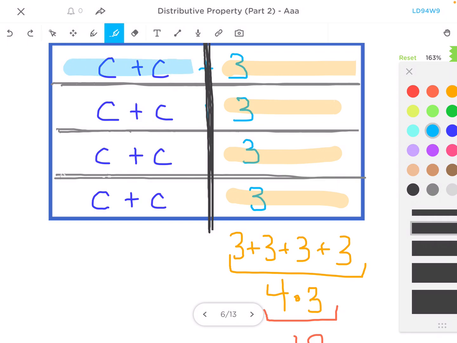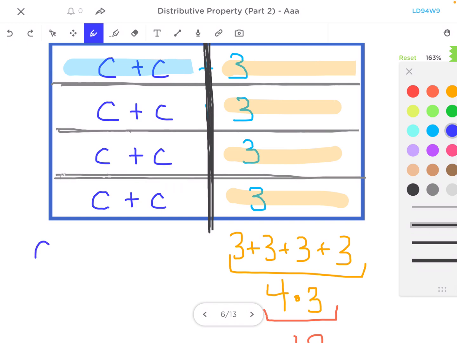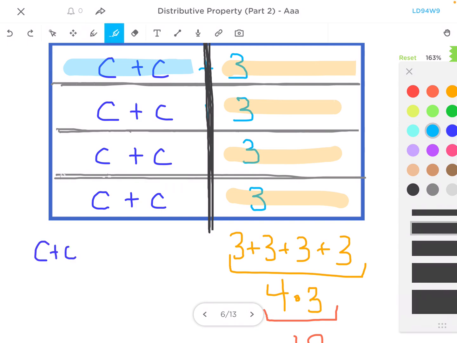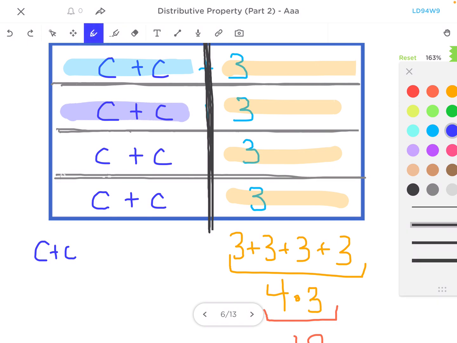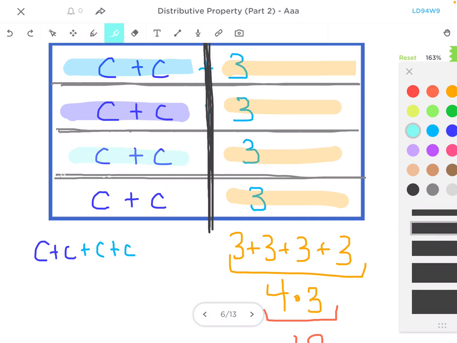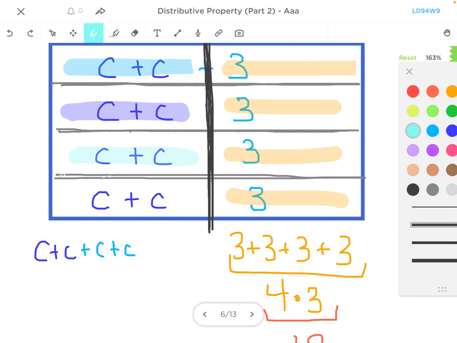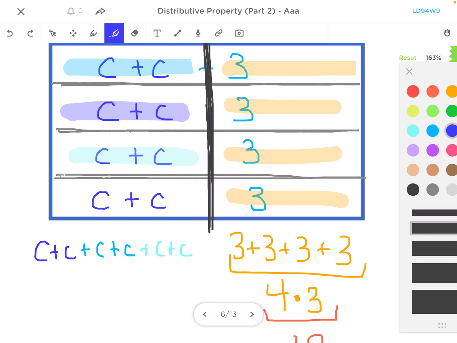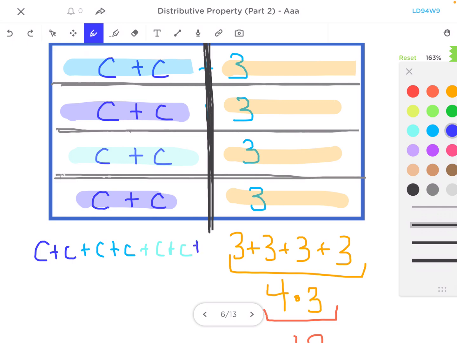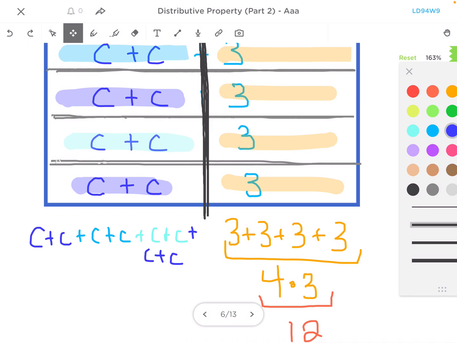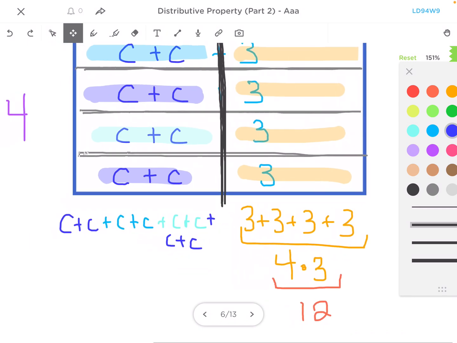So in the top one, I can see C plus C. In the one below that, I'm going to still highlight it blue, but just a slightly different color. It almost looks purple. I see another C plus C. In the one underneath that, I see a third set of C plus C. Wow. And then underneath that, I see one more set of C plus C. Plus C plus C. Oh my goodness. That is a lot of C's, right? It is not really all that much fun to write that many C's.